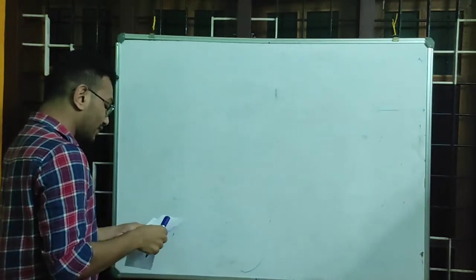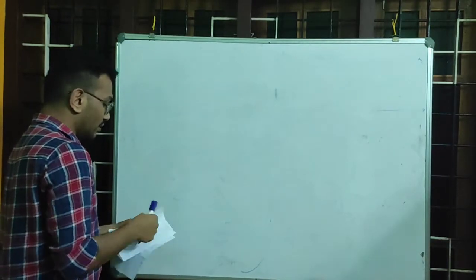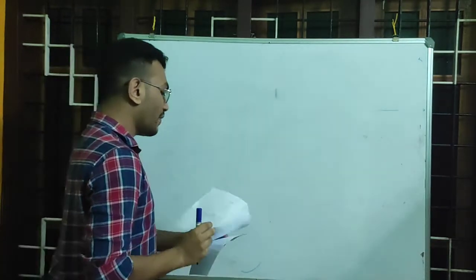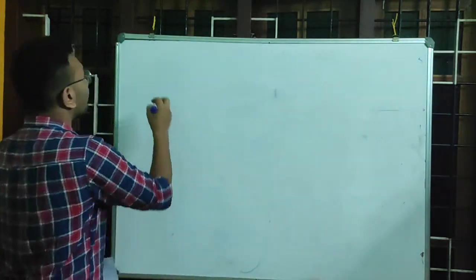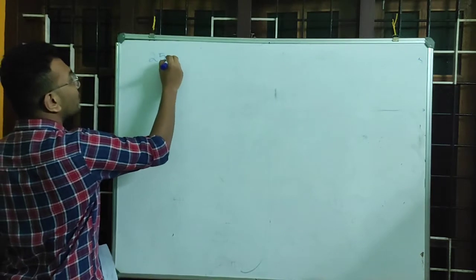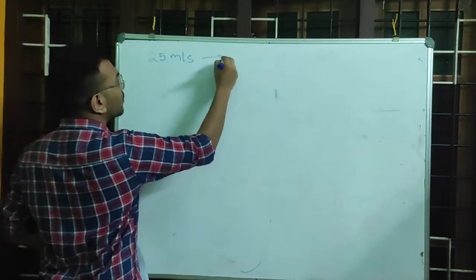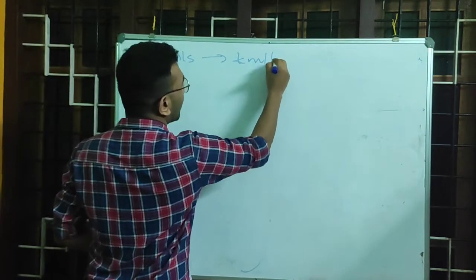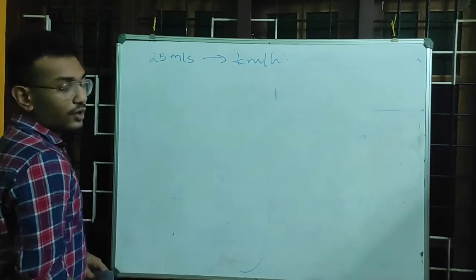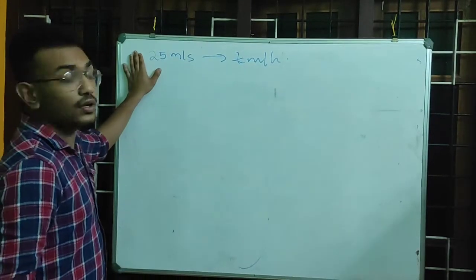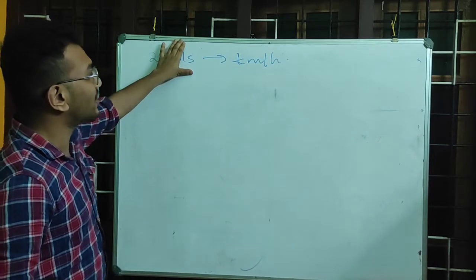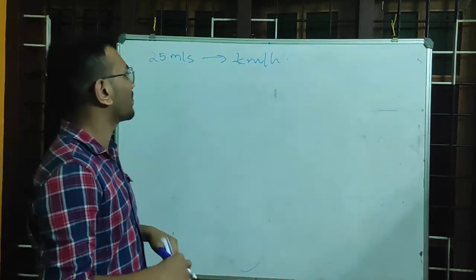So let us convert the question. We have to convert 25 meter per second to kilometer per hour. How would you go on? As we know, it is in meter per second. We have to convert it to kilometer per hour.